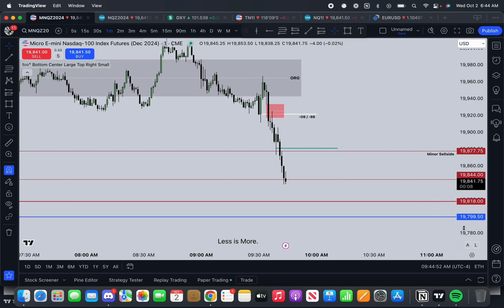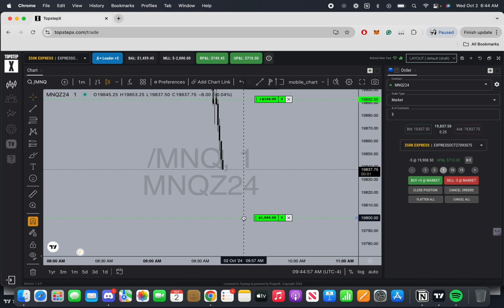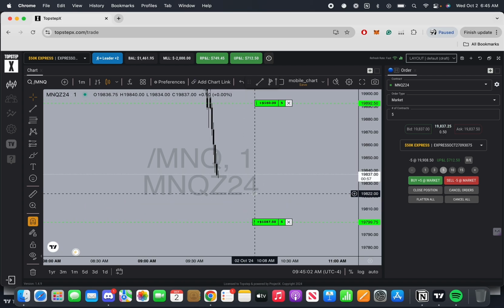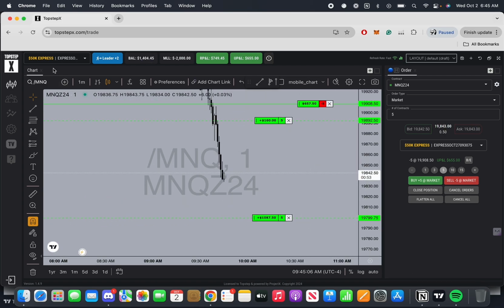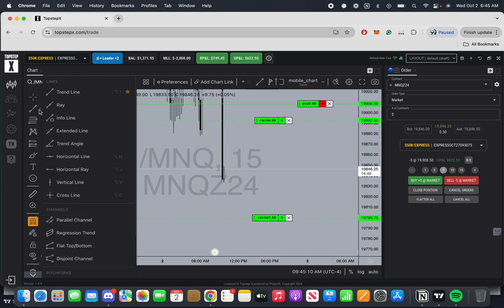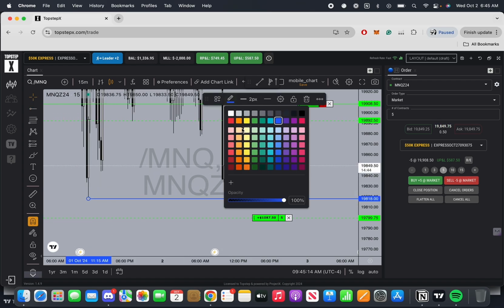Actually, I'll put it at 19,799 because that's where the 1 hour fair value gap is, which is what I'm looking for. But I'll keep an eye on previous day's low still.